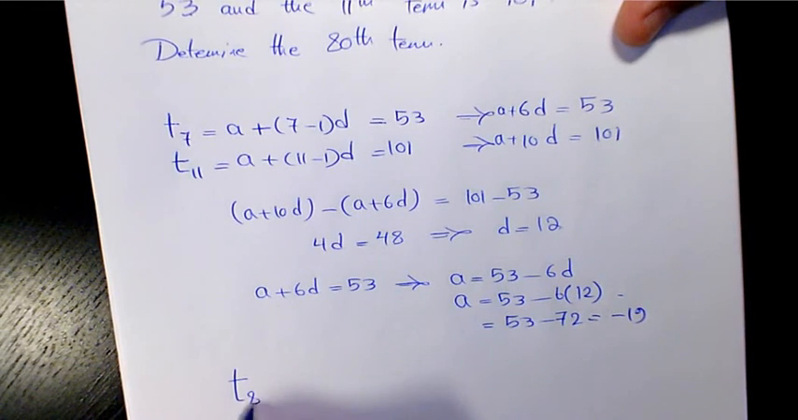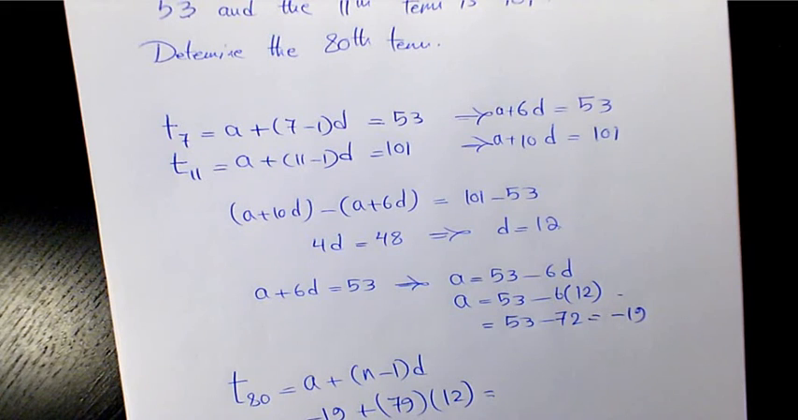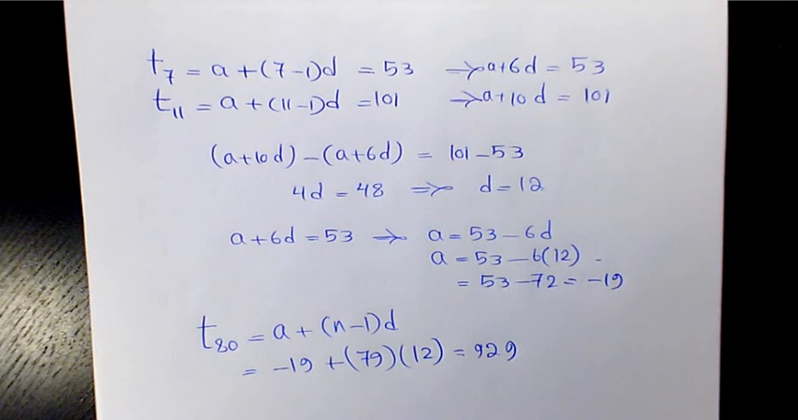So T80 is A plus n minus 1 times D. That's going to be negative 19 plus 80 minus 1 times D, which is 12. That's going to be negative 19 plus 79 times 12. That's going to be 929. That's going to be the final answer.